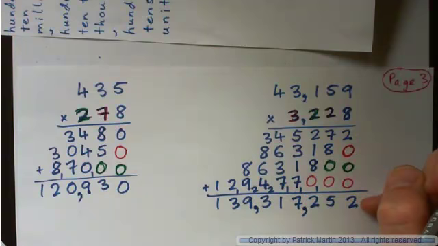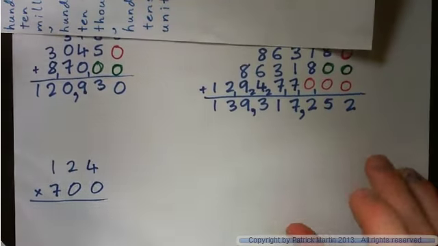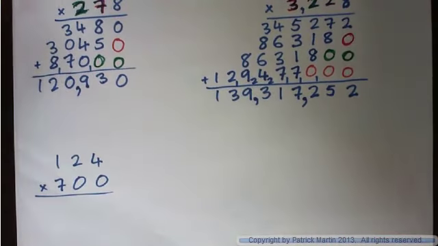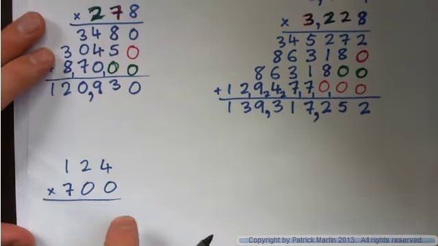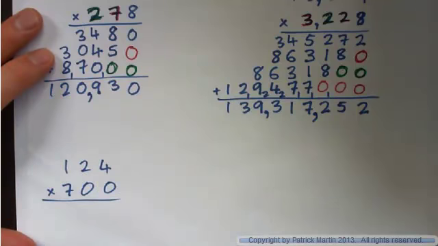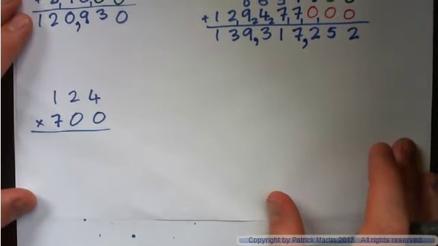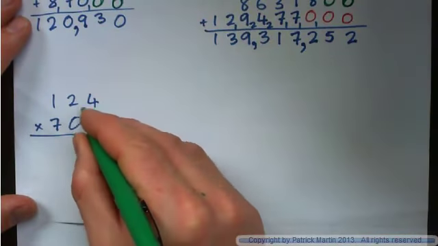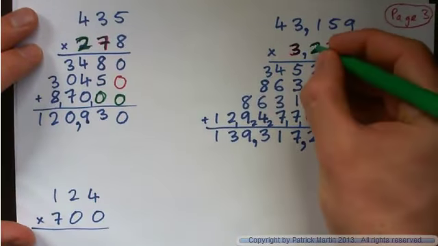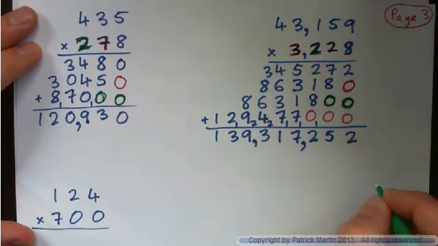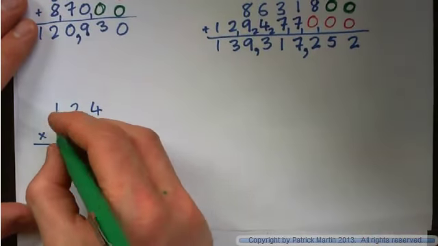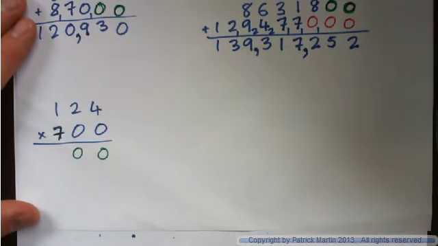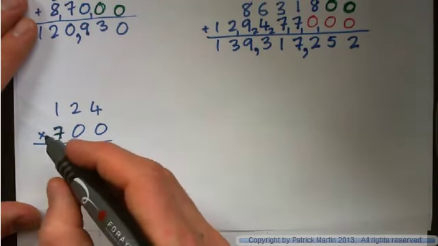317,252, right? So just for fun, if I've got 124 times 700, what's a quick way of getting the answer? Do I have to, in fact, multiply by all these zeros? You could. Or you could just think, look, I'm multiplying by 100. When I multiplied by 200, I stuck 2 zeros here. So if I multiply by 700, I can just stick down 2 zeros and then just multiply by 7. See that? Because I'm multiplying by 100.